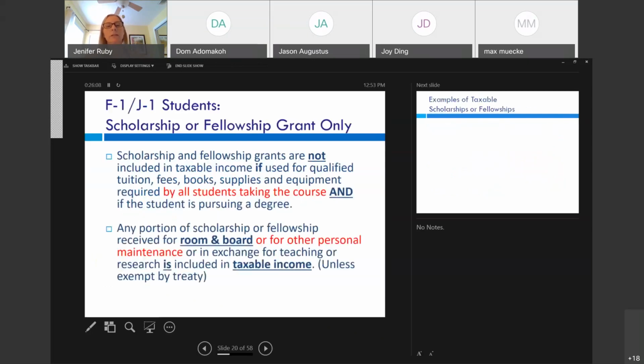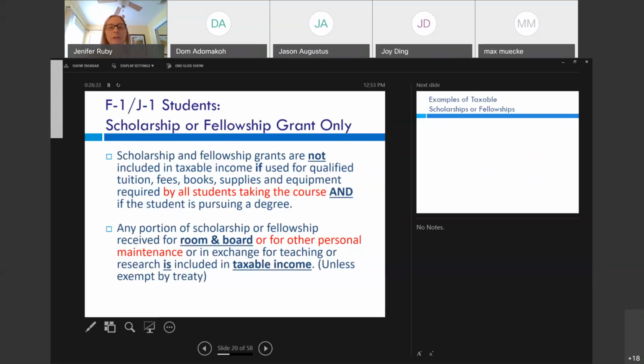All right, so scholarships and fellowship grants are not included in taxable income if they are used only for what is called qualified tuition fees, books, supplies, and equipment that's required of all students taking the course. And of course, if you're pursuing a degree.